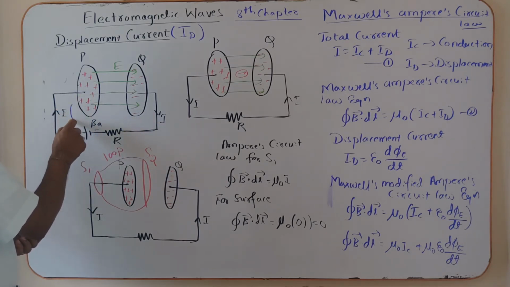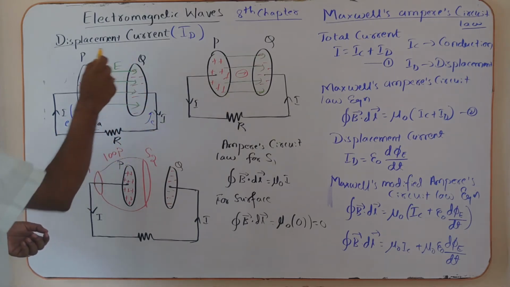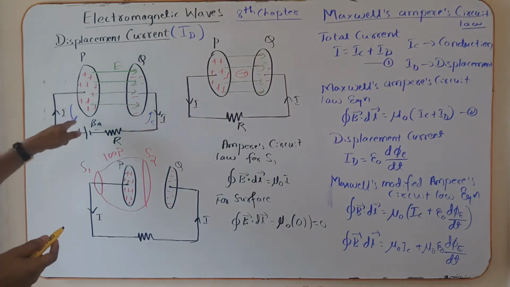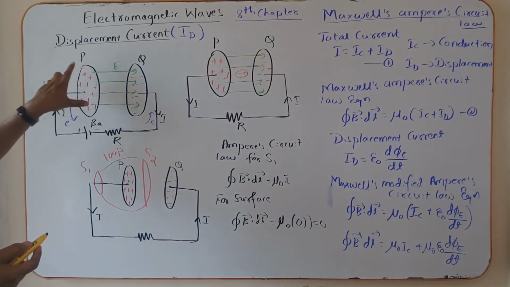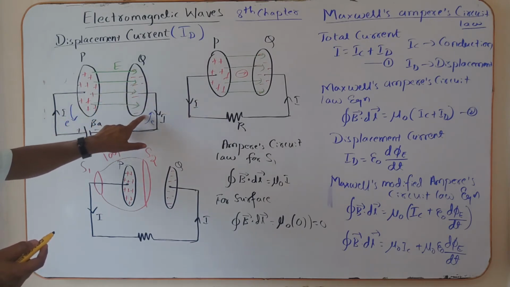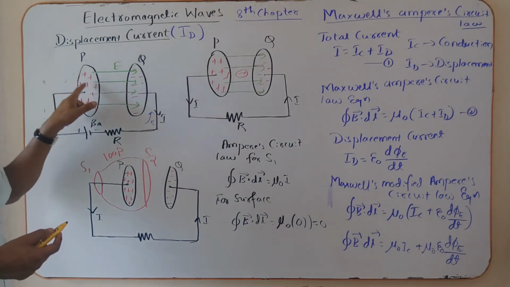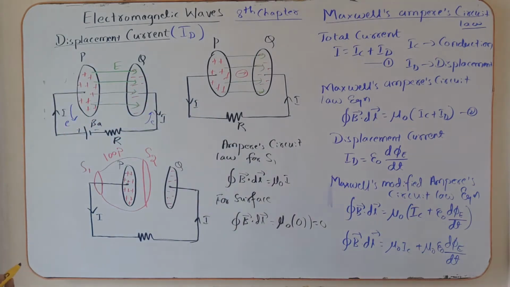Now the electrons are removed from here and collected in plate Q. When the charge is removed, plate P gets positively charged. Electrons are collected here, so plate Q is negatively charged. There is an electric field between the two plates of the capacitor.